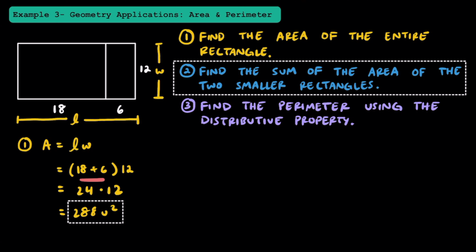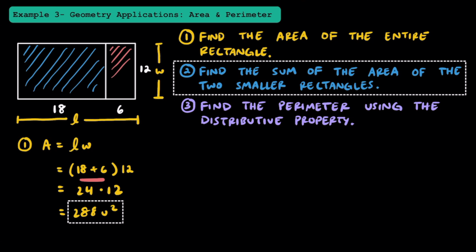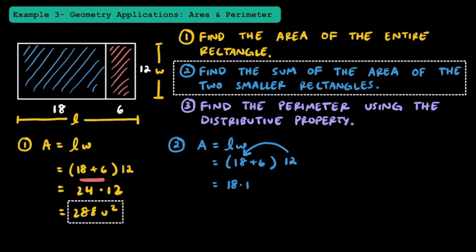Now let's try finding the area of the two smaller rectangles and adding them up to see if it equals the area of the large rectangle. Here's our first rectangle over here on the left. And here's our other smaller rectangle on the right. To find the area of the rectangles, we're going to have to do area is equal to length times width. And we already know the length is equal to 18 plus 6, and we know the width is equal to 12. For the rectangle on the left, it's a 12 by 18 rectangle, so the area of that one is going to be 18 times 12.